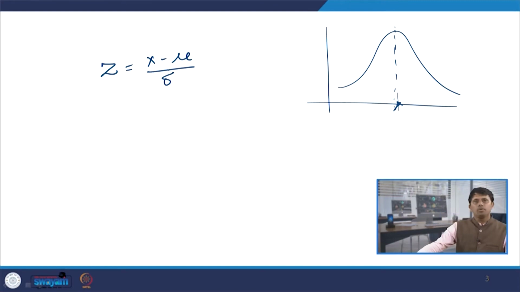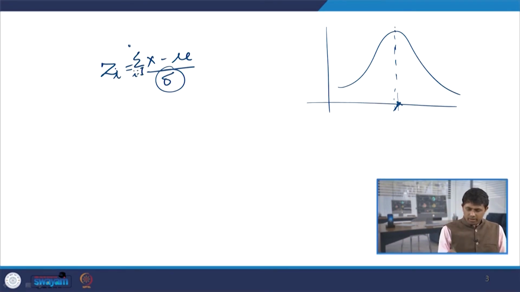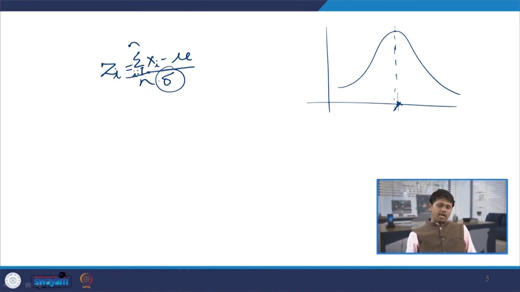Now, if you have a certain finite population or infinite population, there are two approaches to understanding this. Sigma is actually quite important to read here, because it is not just sigma, it is the actual formula of Zi, which is equal to the sum of i varies from 1 to n of xi minus the sum of mu, divided by n. So, the sum of i varies from 1 to n of xi minus mu, divided by the standard deviation.